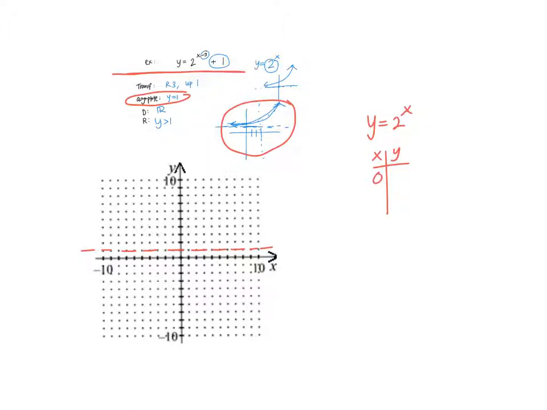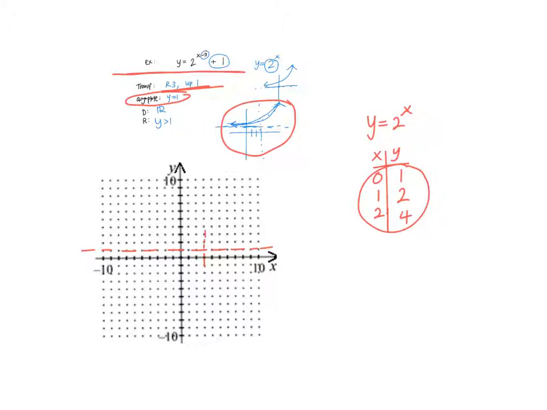So plug in 0, I get 1. Plug in 1, 2 to the 1 is 2. Plug in 2, 2 squared is 4. So I'm going to plot these 3 points from my shifted xy coordinate plane. Remember, I went right 3, up 1. So if I go right 3, up 1, I'm going to use this area right here as my new xy coordinate plane to just plot my parent function.